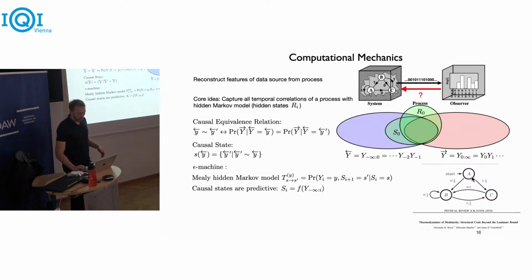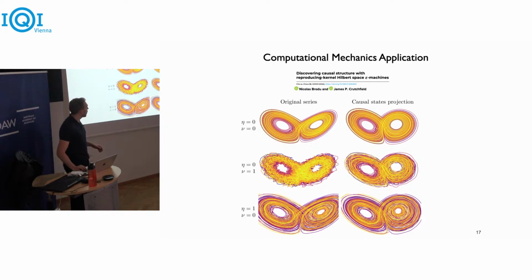Okay. So this sort of reconstruction is rather powerful. In fact, there's a recent result with Nicholas Brodu and Jim Crutchfield that uses this along with some machine learning techniques, reproducing kernel Hilbert spaces, to reconstruct the causal states of continuous time, continuous state processes. So I told you that this is the time series that you're learning from in 3 different cases. And this is the causal state projection.